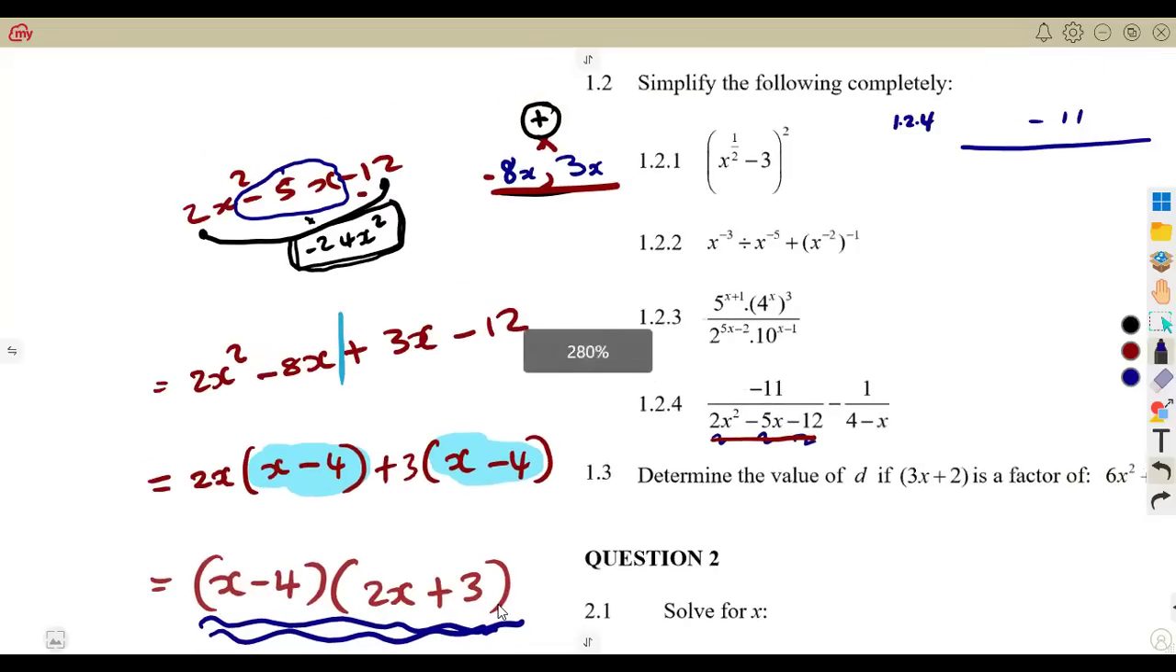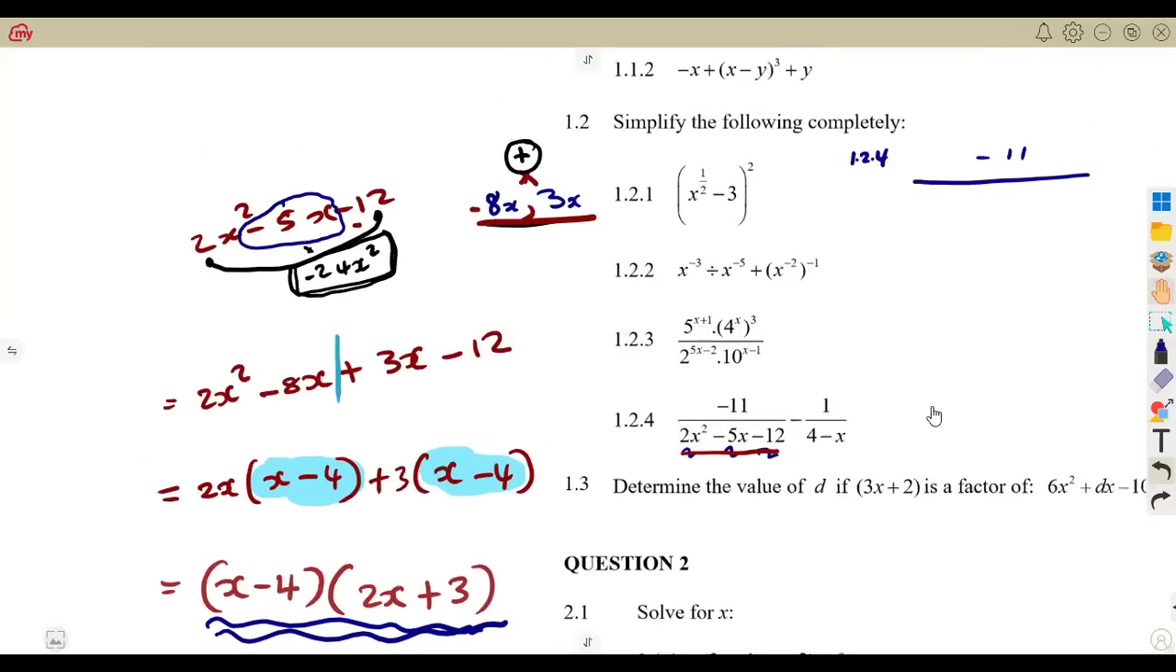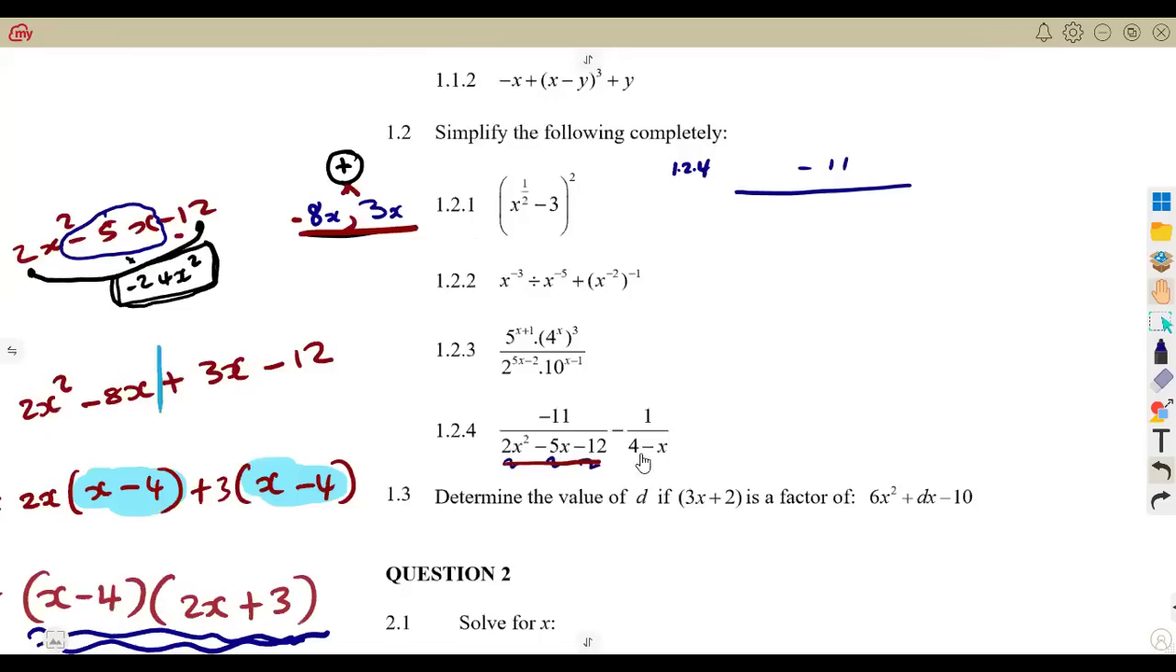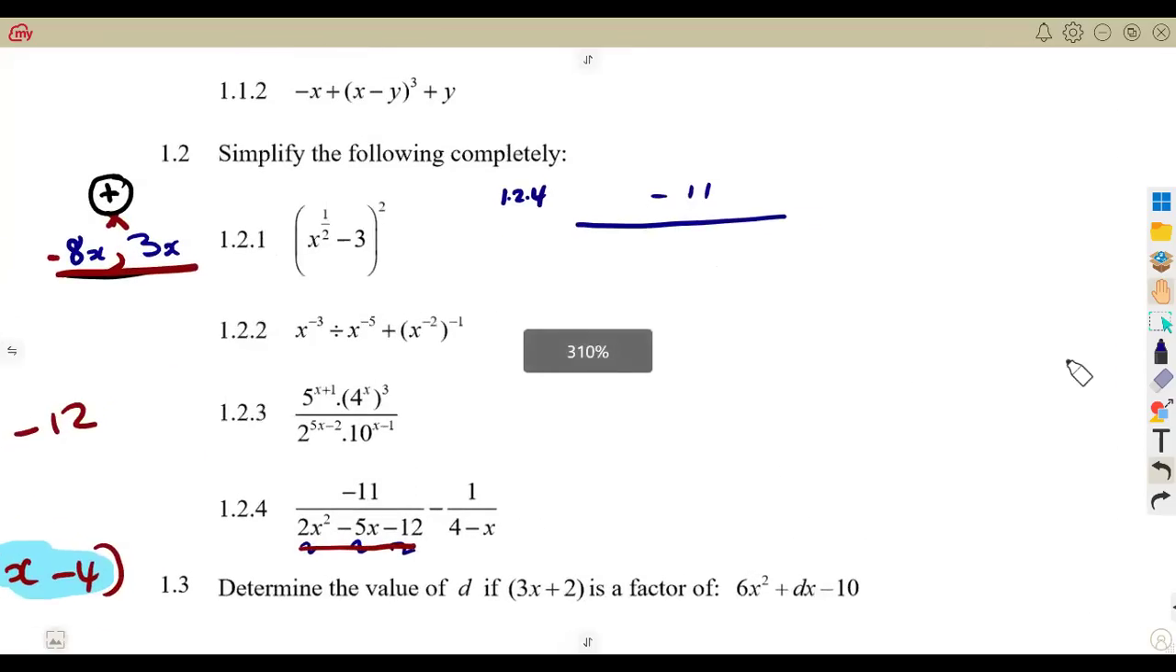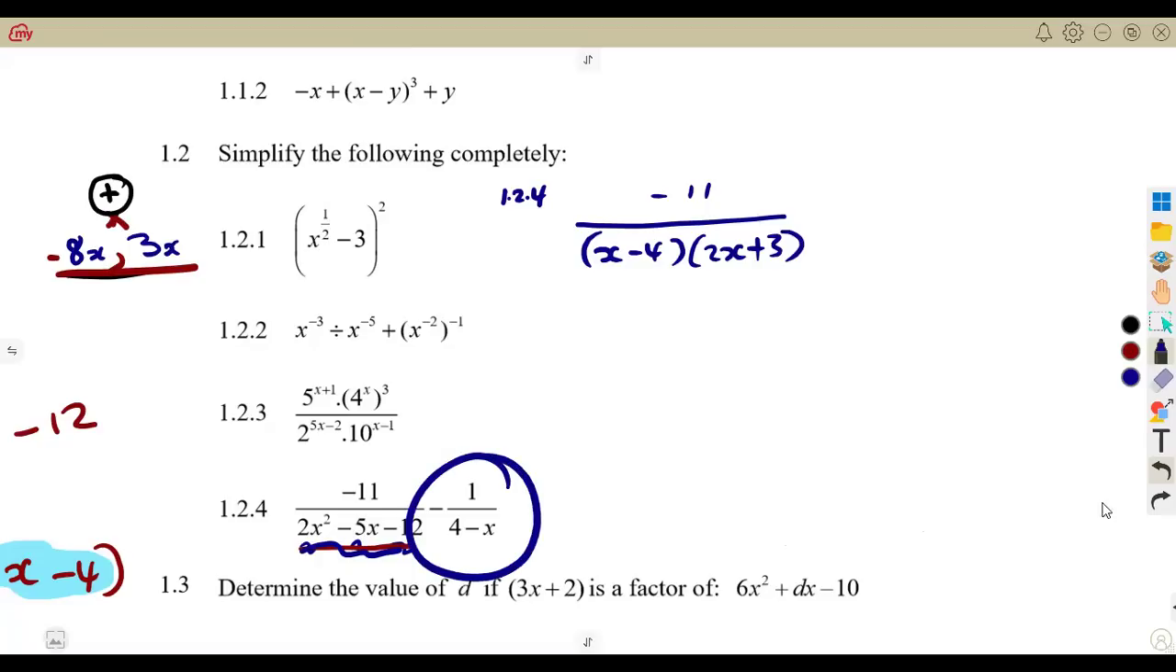So this is how our brackets are going to look in our factorization, and there are so many ways of factorizing, guys. All right. So that's x minus 4, 2x plus 3. We're going to have x minus 4 and another one, 2x plus 3. So we have factorized this. And the other part is having minus 1 over 4 minus x. This is what we're supposed to have after factorizing.